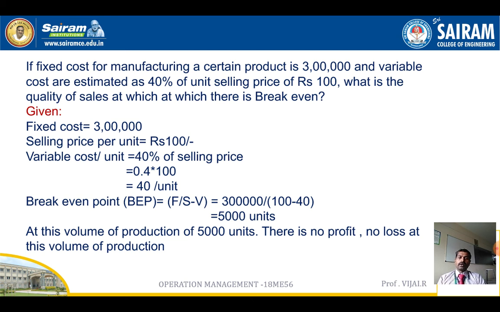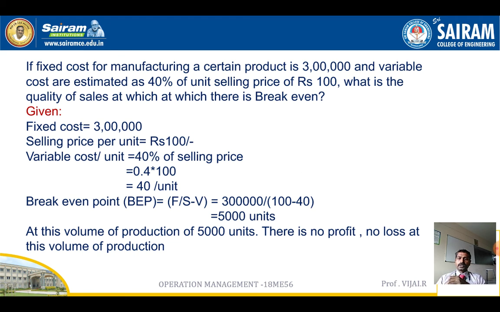So by using the variable cost, fixed cost and the selling price, we are going to find the break even point. As in the formula we have seen, BEP is equal to F divided by S minus V. So 3 lakhs divided by the selling price minus the variable cost gives 5000 units. So at this 5000 units there is a no profit, no loss situation. So for any problem, if you have fixed cost and variable cost with the selling price, then obviously you can find how many units to produce for no profit, no loss.